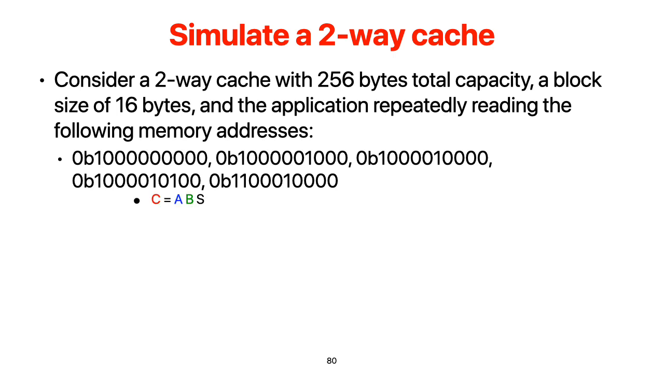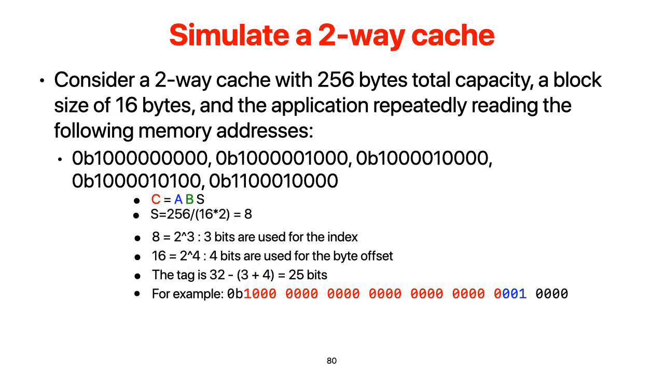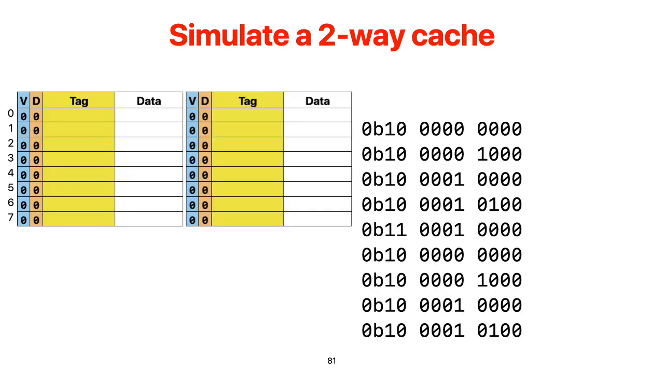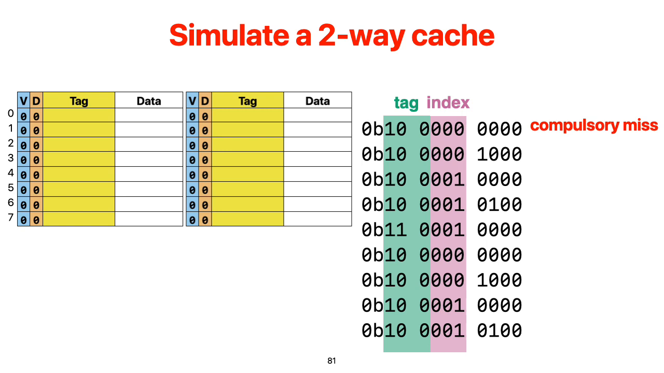Using a similar approach, we can also simulate a two-way cache, and we know the division of the address: 3 bits of it will be in the index and 4 bits will be in the block offset. For the two-way cache, the same set contains 2 different blocks. So for all the addresses, we can partition them accordingly. Because there are only 3 bits in the index, you will see the tag has 1 more bit now. So the first access is still a compulsory miss, and it will be placed in index 0.